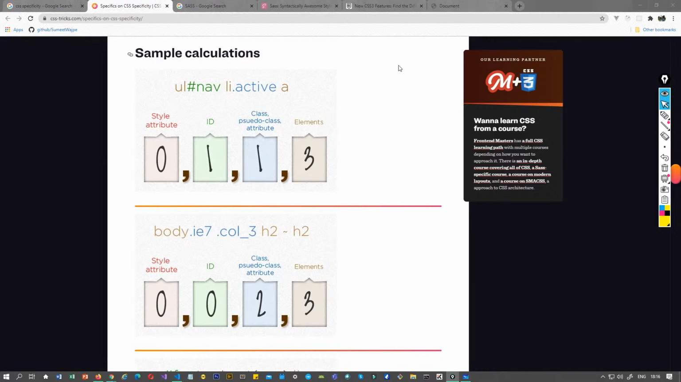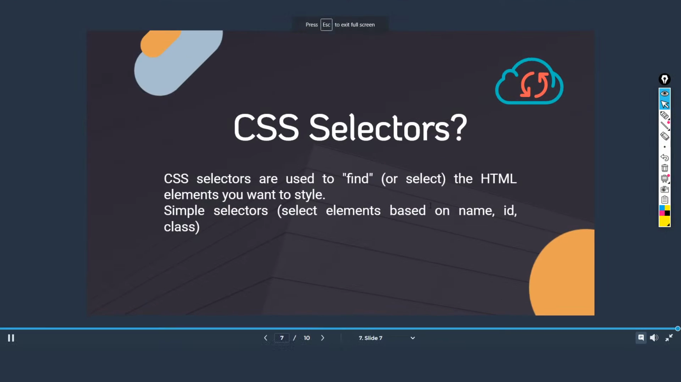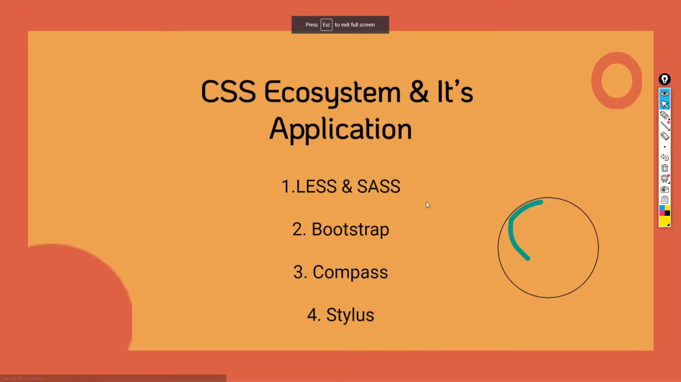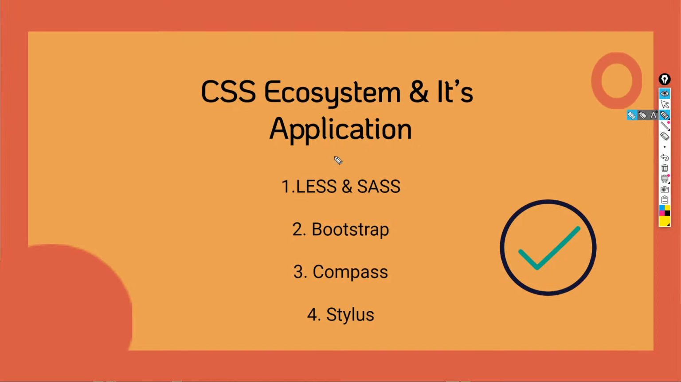Now, after this, what we talk about is the ecosystem of CSS. Once you're done with the selectors, we're going to talk about the ecosystem and CSS applications as well. If you talk about the ecosystem of CSS, not only JavaScript and HTML have evolved, but even CSS has evolved to have its own ecosystem. Like what we call CSS Preprocessors. Here, what you're seeing, Less and Sass, are called CSS Preprocessors. We'll talk about them.